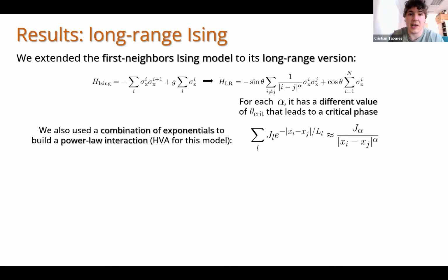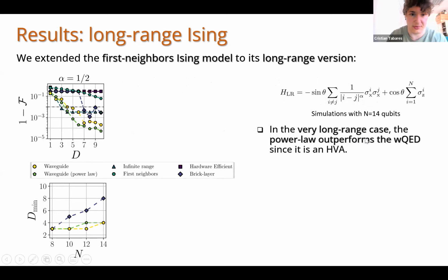Apart from all the things that I just told you, we also include a combination of exponentials as a new ansatz that builds power law interactions. When you have sums of this type, you can optimize these parameters and, up to some extent, obtain a power law interaction. In these cases, this is an HVA for this model. So we also include this type of interactions which are long range but cannot be dynamically tuned. And what do we find?